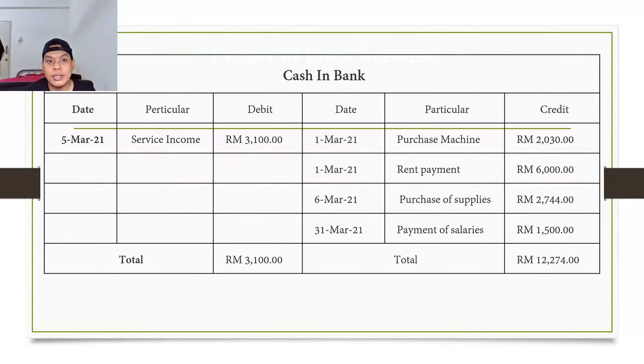Okay, now this is our cash in bank table. In particular, the debit is service income, and the total for the debit is 3,100. Okay, next is the particular on credit. There are about four types of credit we did for this month, and the total credit is RM12,274.